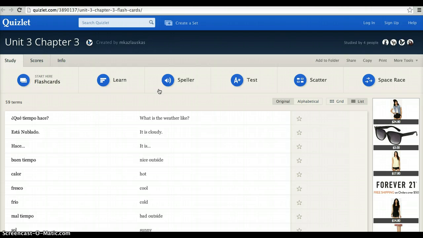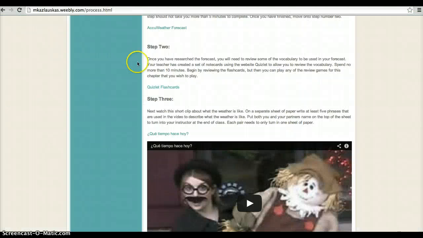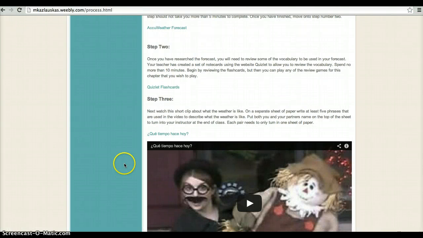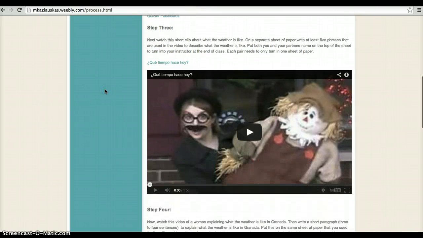I even thought about how there's going to be time to go into the computer lab and back out to log out and everything like that. So I try to make this entire web quest last no longer than 35 minutes. So I said spend no more than 10 minutes so the students can go through and play whatever games they want to play. So there's that.